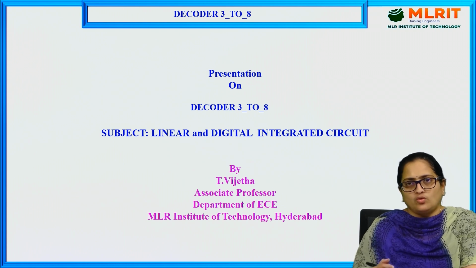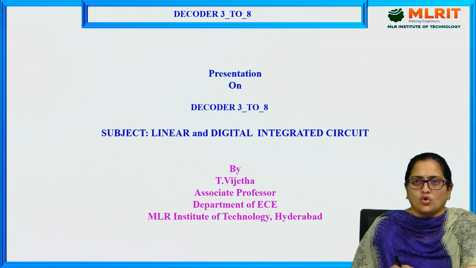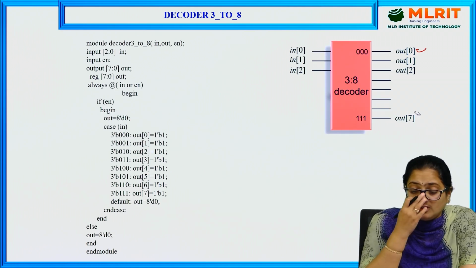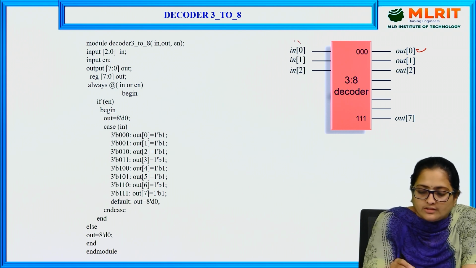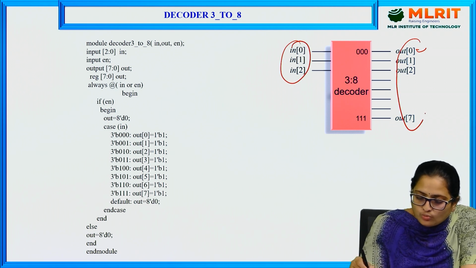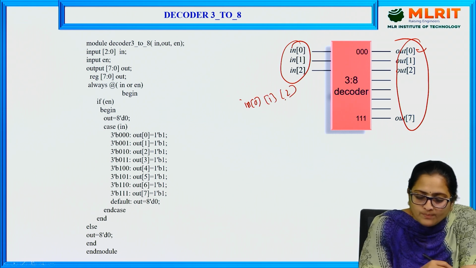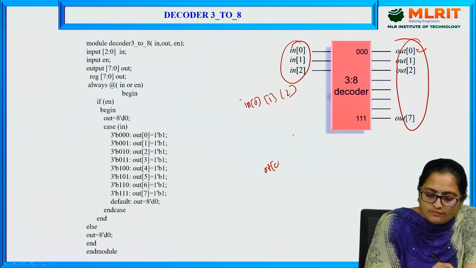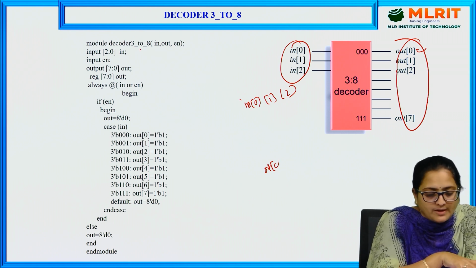In this video, I would like to talk about how to write a Verilog code for a 3 to 8 decoder. So this is a 3 to 8 decoder circuit. A 3 to 8 decoder will have 3 inputs and 8 outputs, and the inputs are given as IN[0], IN[1] and IN[2], and the outputs are given as OUT[0] to OUT[7]. For this circuit, you will be writing a Verilog code using behavioral level modeling.